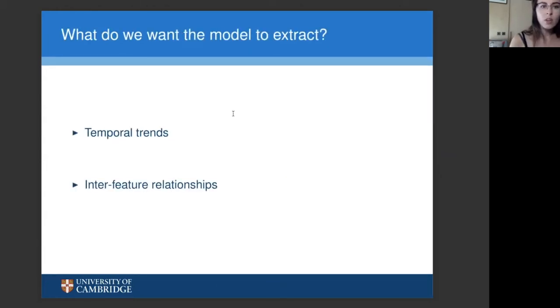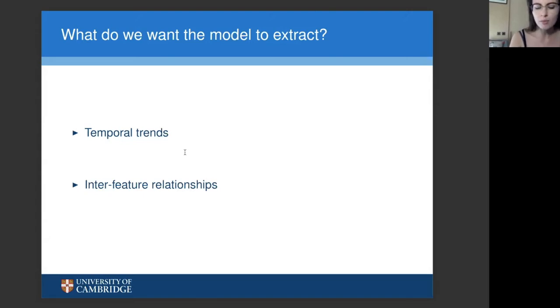Okay, so in terms of the things that we want our model to be able to pick up on in this case, we want it to be able to figure out how the patient is doing over time. So whether the patient is getting better over time or worse over time. And we also want the model to be able to figure out the best relationships between the parameters that we're measuring to get more information.